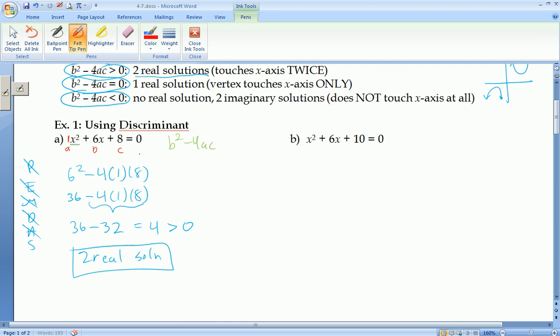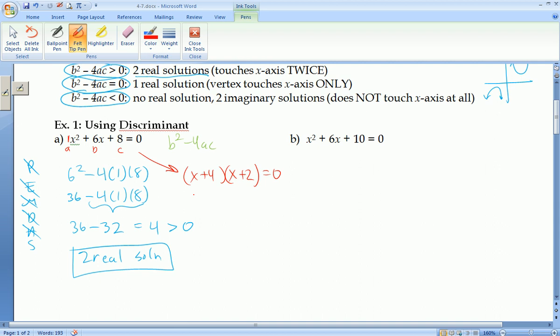I mean, take a look at this. This is going to be factorable. If we wanted to factor this guy, we can definitely do it. Two numbers that multiply into 8 and add up to 6. Hopefully, you guys are good at your factoring now. Positive 4 and positive 2, right?